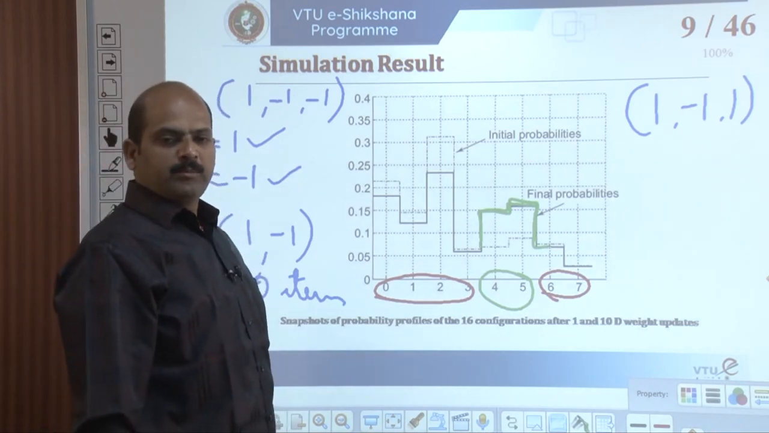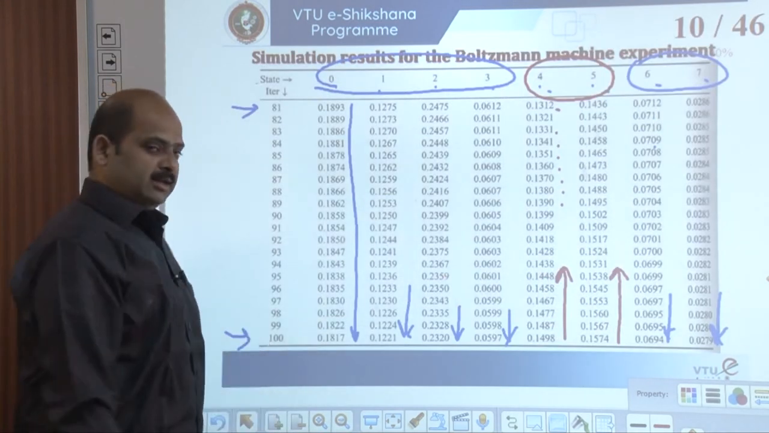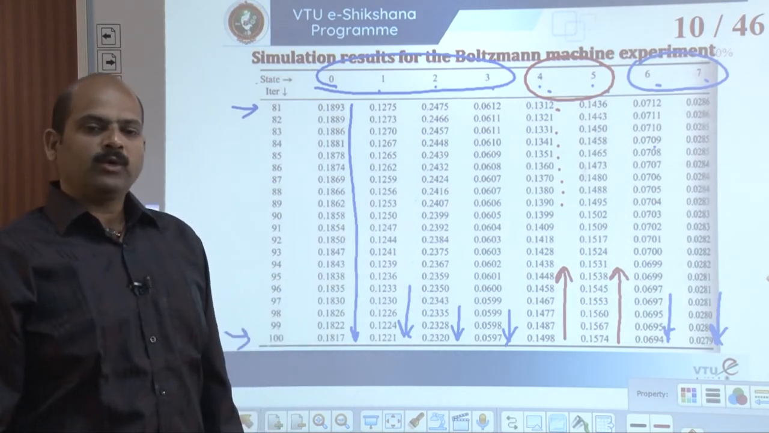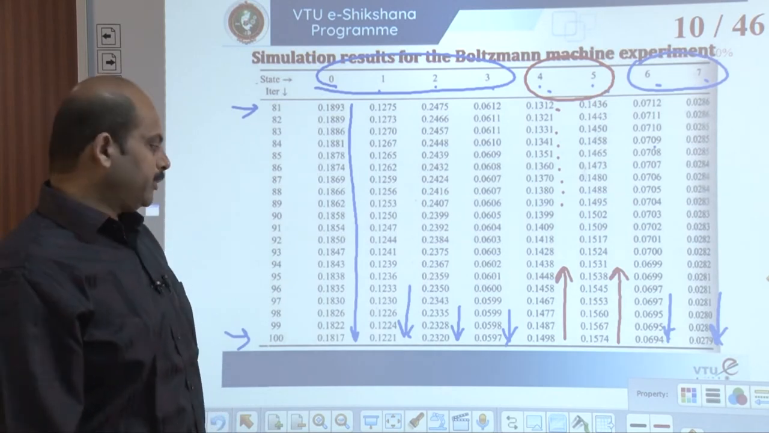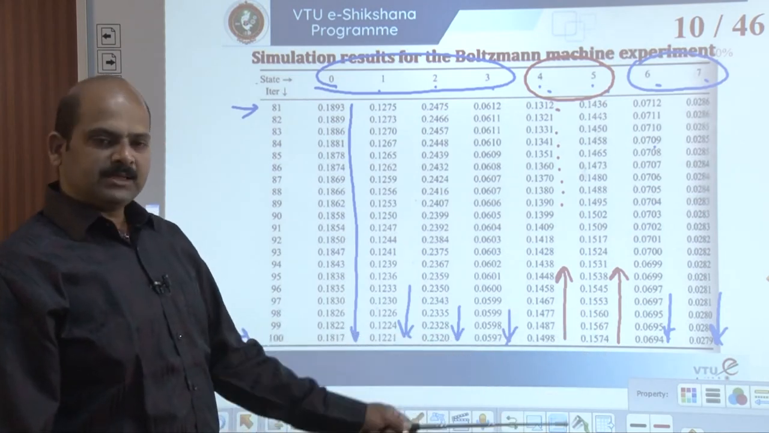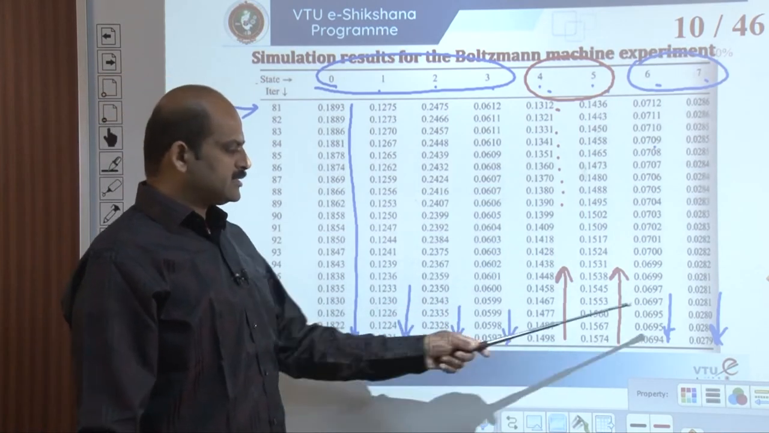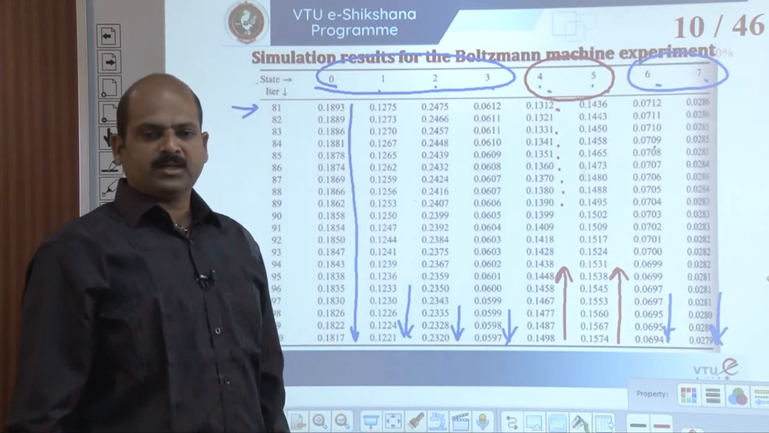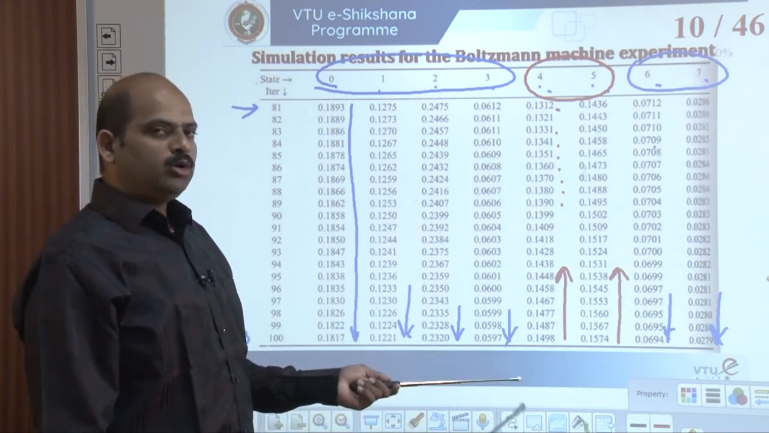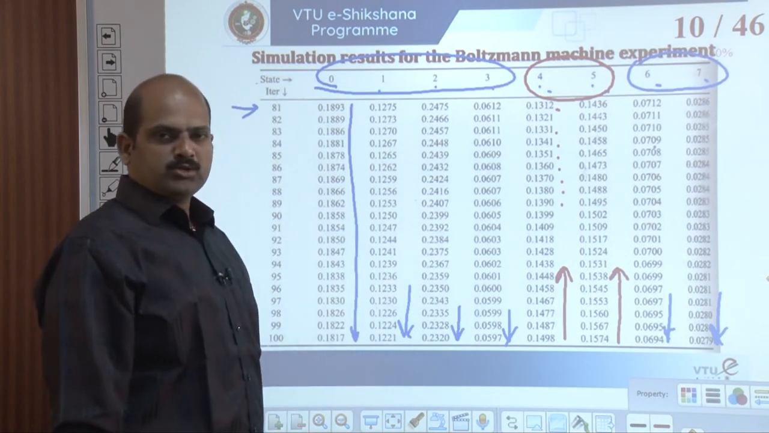Now carefully note the way the probability of occurrence of states 4 and 5 has taken a jump, while that of the other states has decreased. Understand? With this, we come to the end of the Boltzmann machine. I hope you have understood the Boltzmann machine.